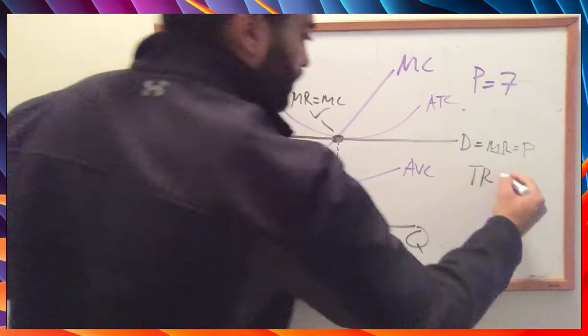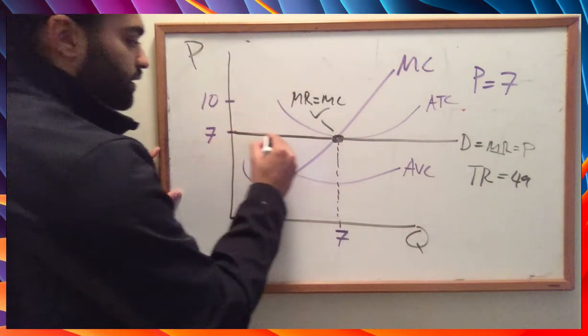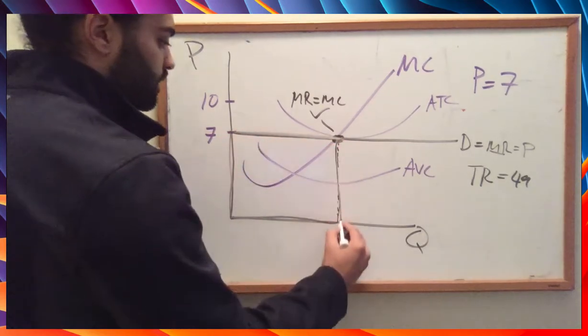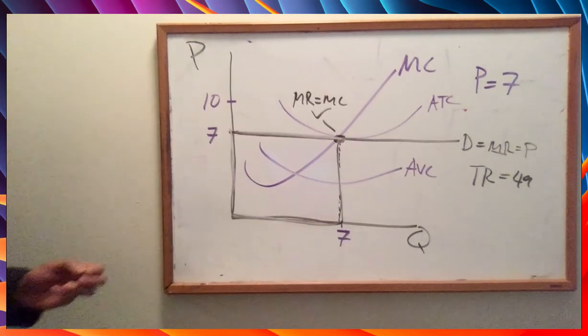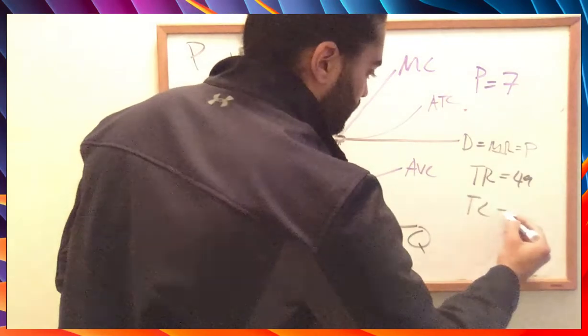Our total revenue is going to be 49. We're calculating the area of this black square I'm highlighting right now. This is your total revenue. Now we're going to calculate our total cost. This is where some students get a little lost.